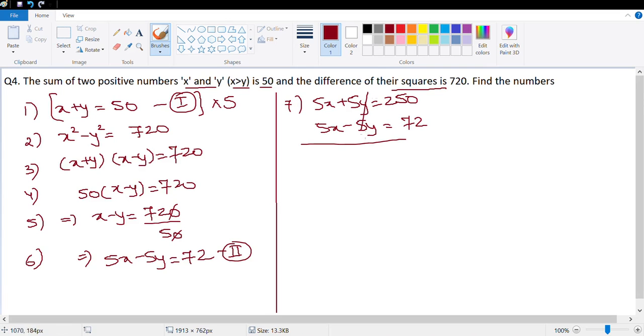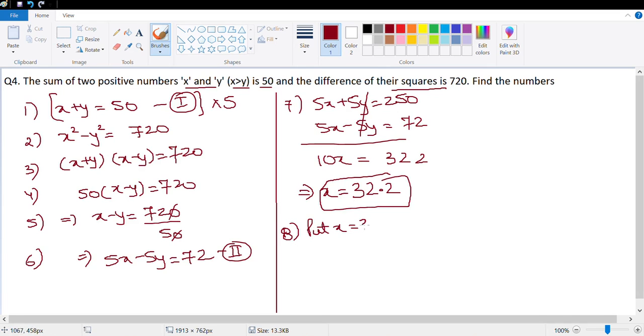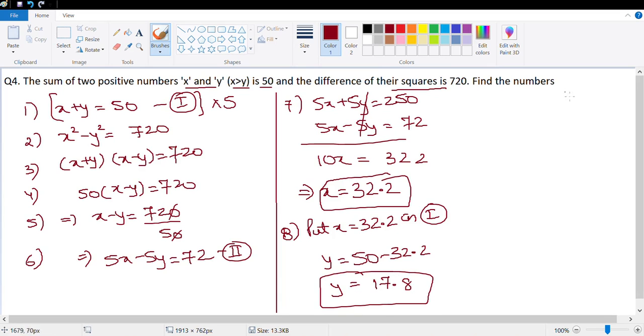Let's add them. We have 10x is equal to 322, which means x is equal to 32.2. Now, the next part of the question, put x is equal to 32.2 in equation 1, and we have y is equal to 50 minus 32.2. That would be 42 17, right? So 17.8. So y is equal to 17.8. As per the question, find the numbers. Therefore, the numbers are 32.2 and 17.8. Wonderful. Let's look at the next question.